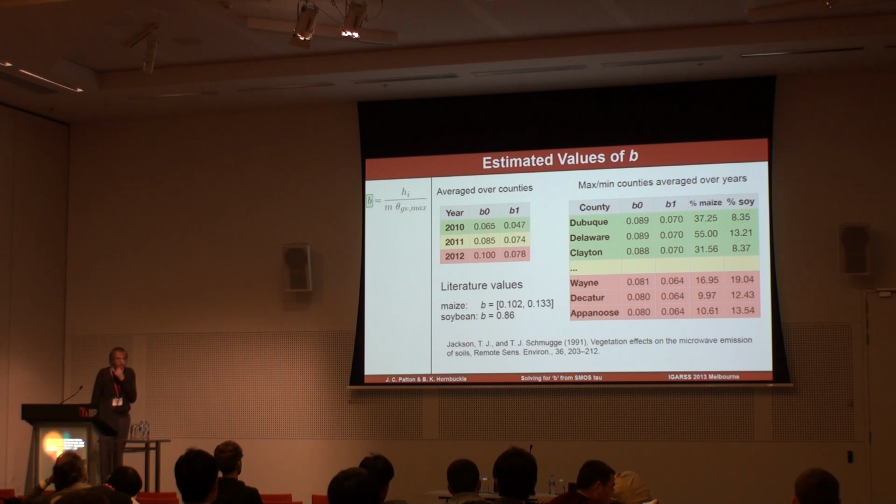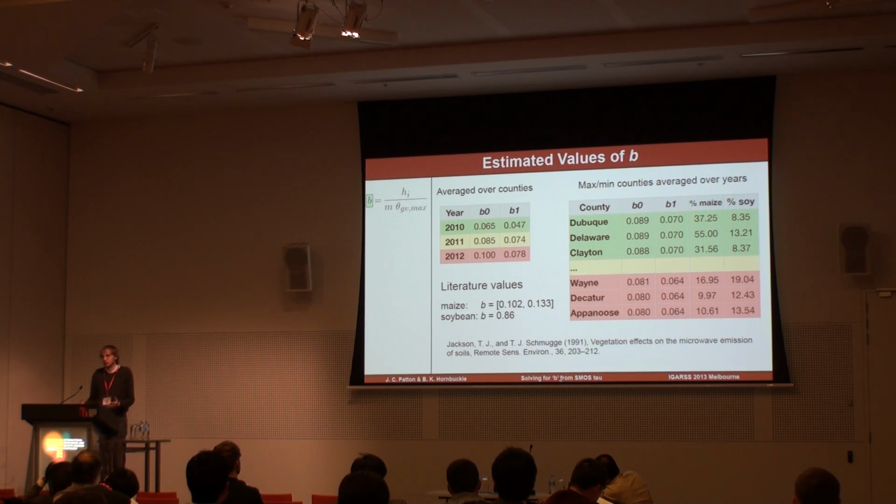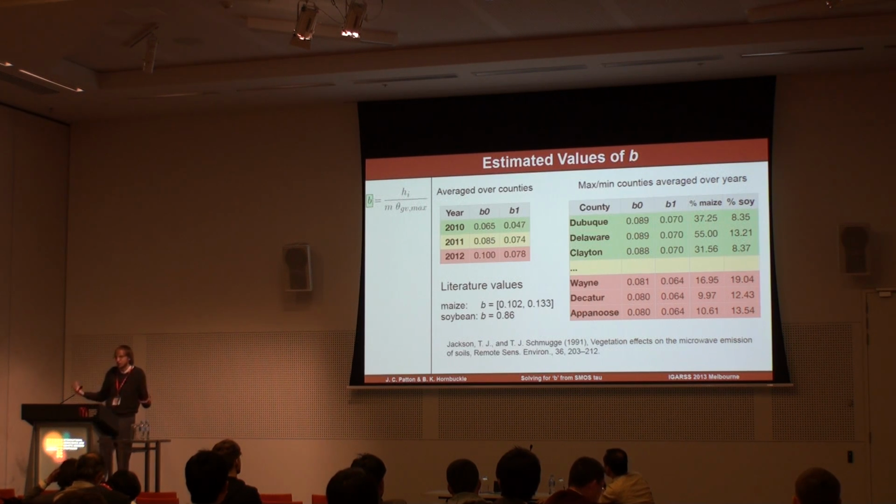Well, here are some literature values, and even if we take a really aggressive approach and assume that this low-end estimate of the B value for maize is the correct one, you still get the idea that these estimates that we're getting from this method are a little bit low. You can see that in 2010 we didn't even get up to the B value for soybean. In 2011 it was close. 2012 looks more like something we would expect because more corn is grown in Iowa than soybean.